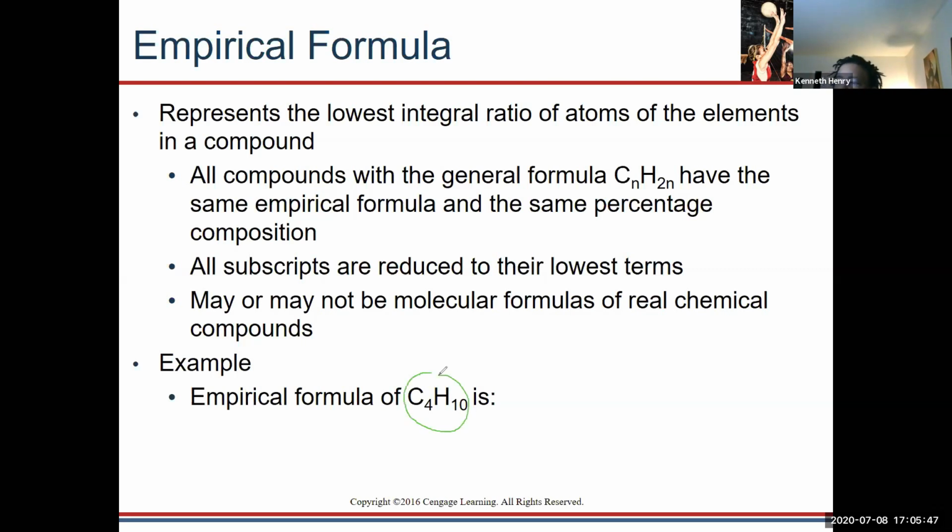Okay, so we want to try to get it to its simplest form, right? So we want to find the lowest terms of subscripts between each other, okay? So for instance, we have C4H10. Can we get this to a simpler form? Yeah. If so, what are we going to divide it by to get to a simplest form? 2. So if we divide both of these by 2, what are we going to end up with? C2H5. Okay, so this would be considered the empirical formula because it is in the simplest form as possible.